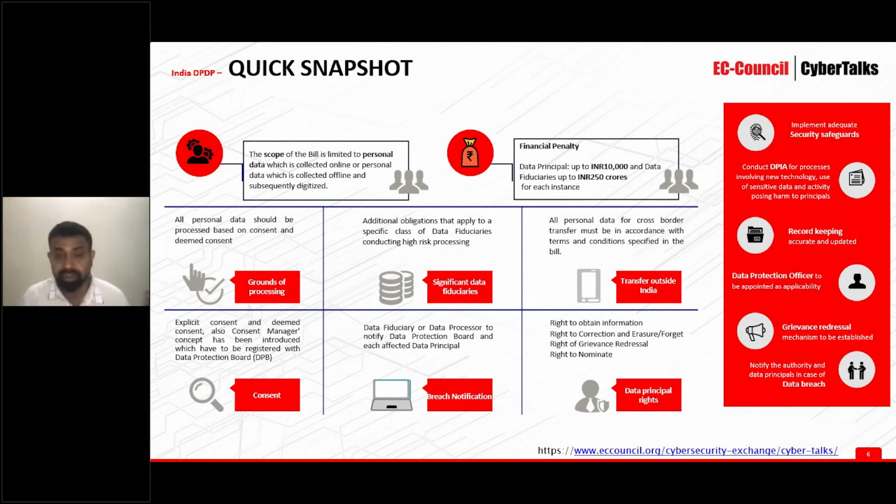Again, comparing it to any other global data privacy laws. Transfer outside India, that's the cross-border transfer. We will talk about that. The consent, breach notification, the data principal rights: right to obtain information, correction, erasure or to be forgotten, grievance redressal, and right to nominate. Those are some of the rights which have been granted.